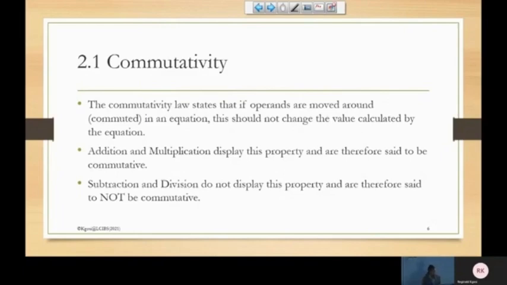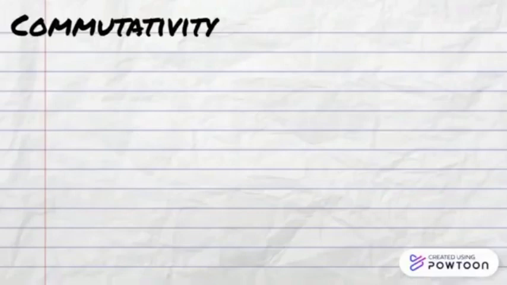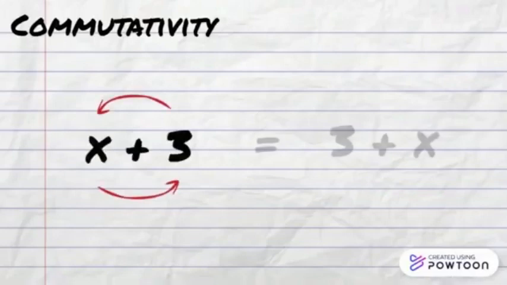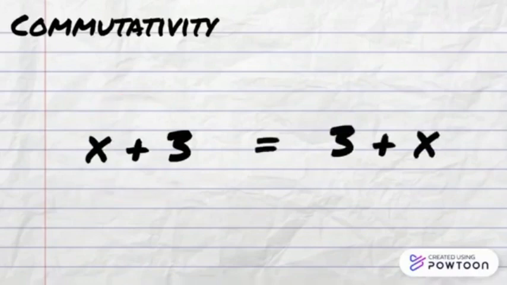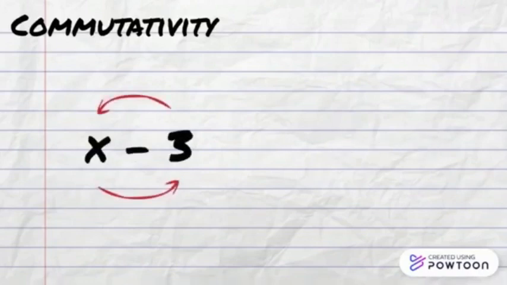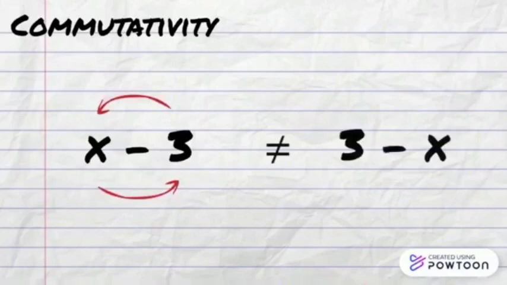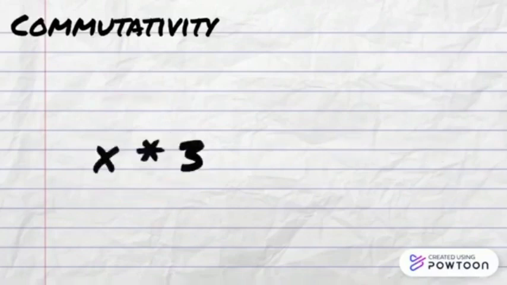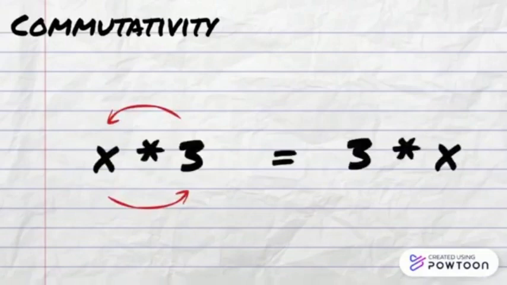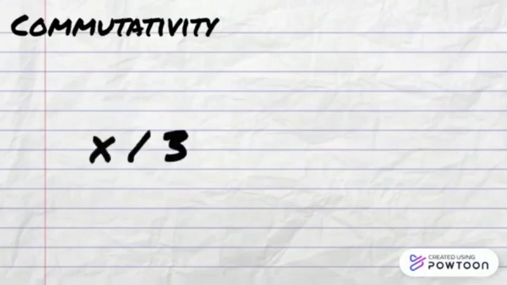So commutativity, we're saying if we have x plus 3, and then you commute them around so it becomes 3 plus x, does the answer remain the same? So we see here that if the law is obeyed, then the answer should not change, the value should be the same. Commutativity says if you move the things around and you add them, or you multiply, divide, or subtract, the answer should be exactly the same.